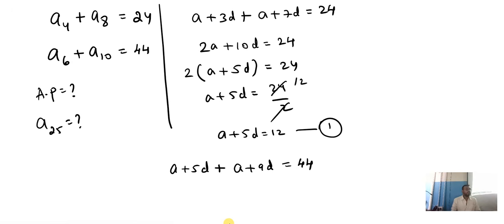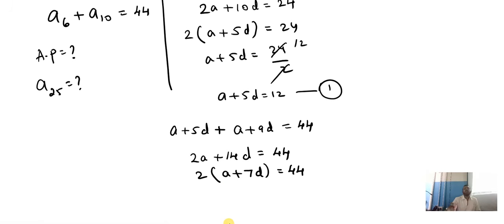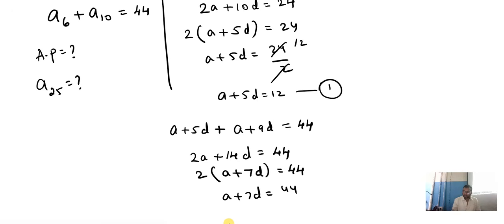Can we add A with A? Yes. 1A plus 1A, 2A. 5 plus 9, 14D is equal to 44. Can we take 2 common? Yes. 2 into A plus 7D, 2 sevens are 14, is equal to 44. Isn't it? Now, A plus 7D is equal to 44 divided by 2.